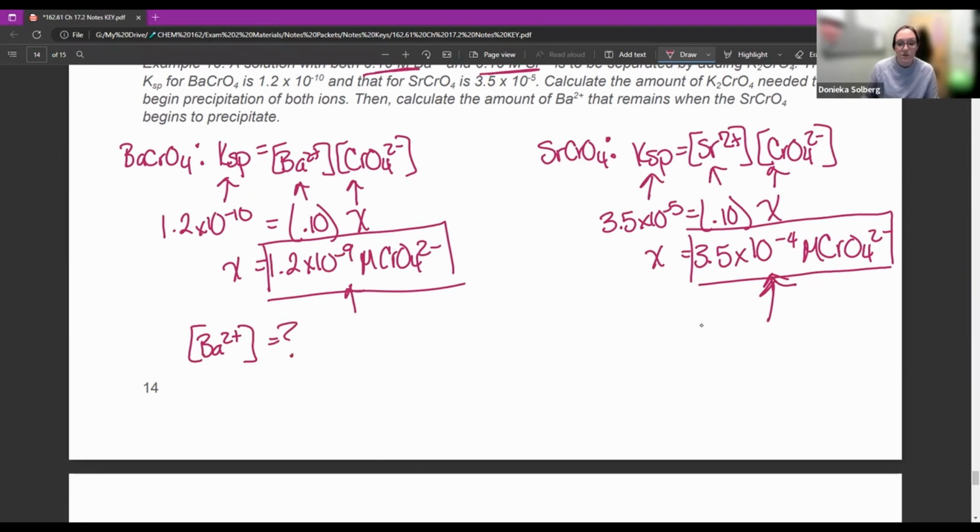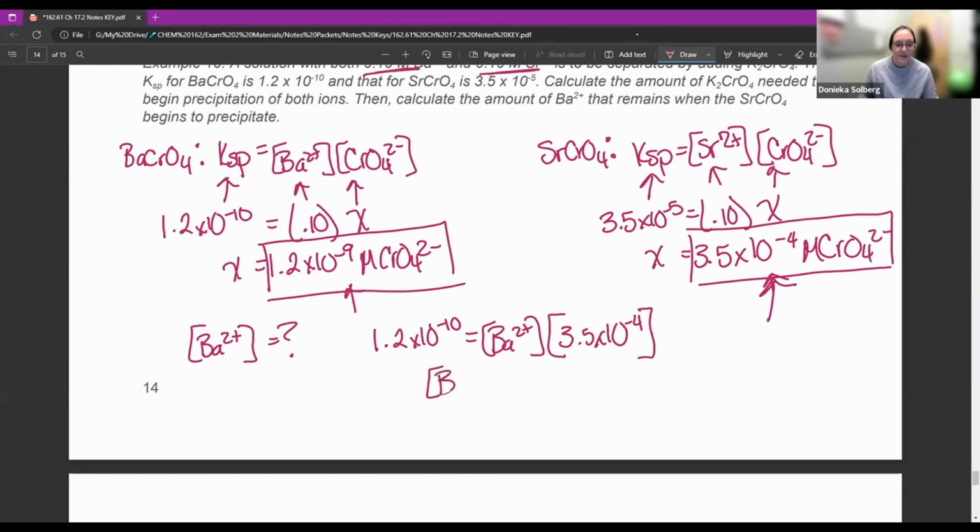What I'm going to do is plug this concentration of chromate in for this equation over here, the barium chromate. So it would be 1.2 times 10 to the negative 10th, that was my KSP, equals, barium was still at, no, I want to know the barium concentration, sorry. I wrote that incorrectly. We want to know what the barium concentration is still going to be. So what is the barium concentration when chromate is this 3.5 times 10 to the negative 4th?